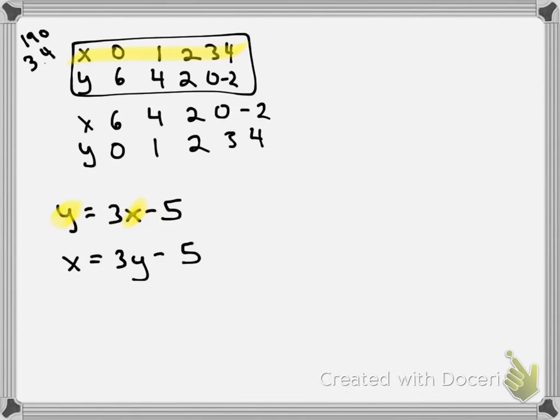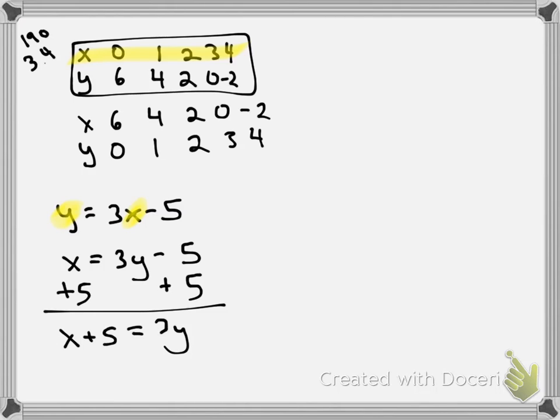We're still solving for y. We want it to be in slope-intercept form. So we add 5 to both sides, and you get x plus 5 is equal to 3y. Your last step is dividing both sides by 3. So your final answer will be y is equal to x over 3 plus 5 over 3. And that is your answer.